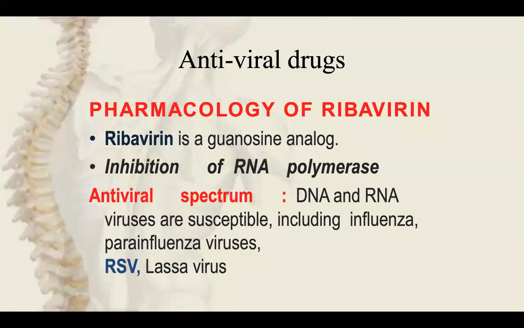Now ribavirin. It is a guanosine analog, an inhibitor of RNA polymerase. The antiviral spectrum covers DNA and mostly RNA viruses. Susceptible viruses include influenza, parainfluenza viruses, RSV, and Lassa virus.